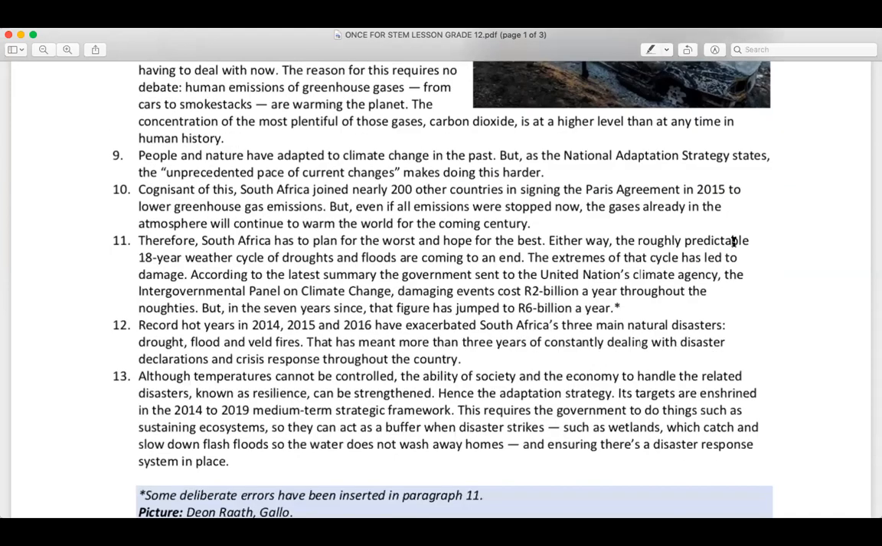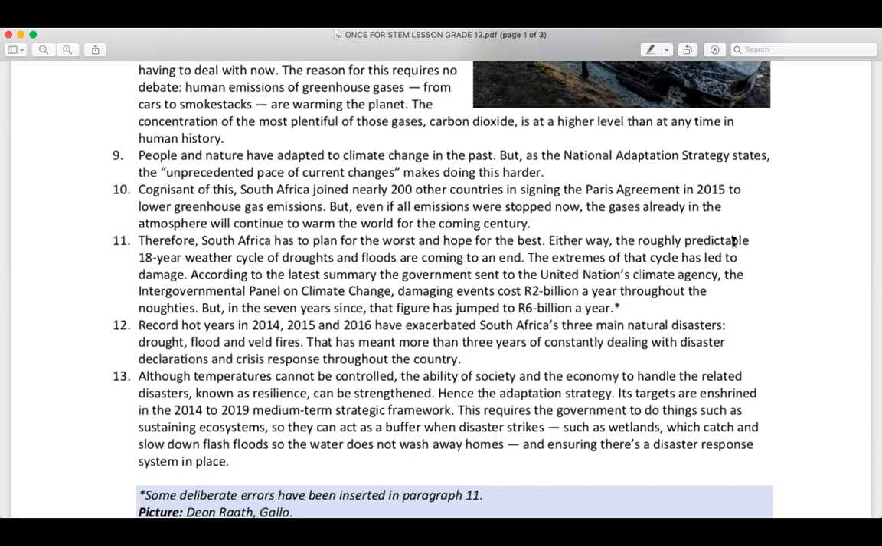People and nature have adapted to climate change in the past, but as the National Adaptation Strategy states, the unprecedented pace of current changes makes doing this harder. Cognizant of this, South Africa joined nearly 200 other countries in signing the Paris Agreement in 2015 to lower greenhouse gas emissions. But even if all emissions stopped now, the gases already in the atmosphere will continue to warm the world for the coming century. Therefore, South Africa has to plan for the worst and hope for the best.